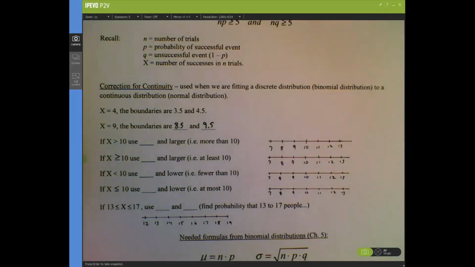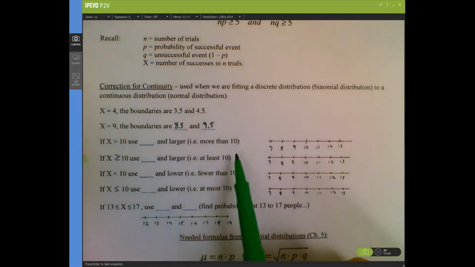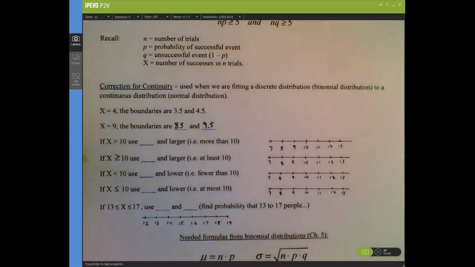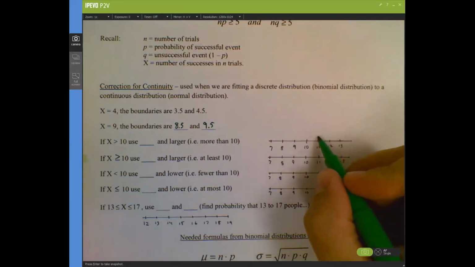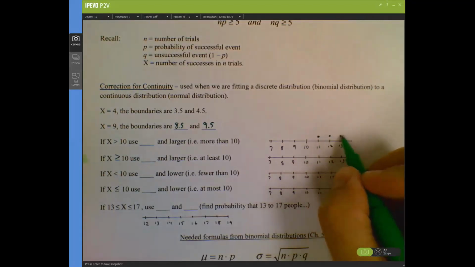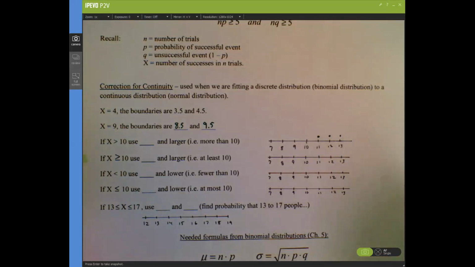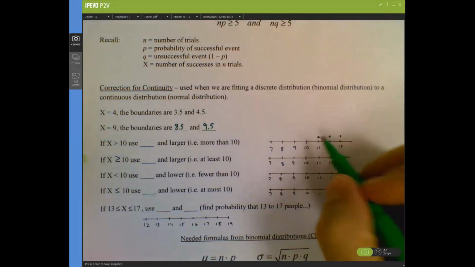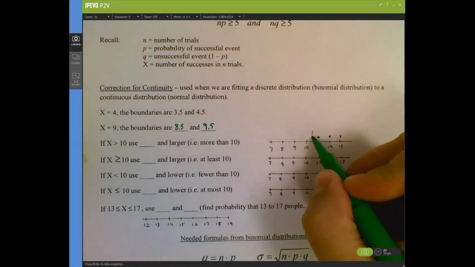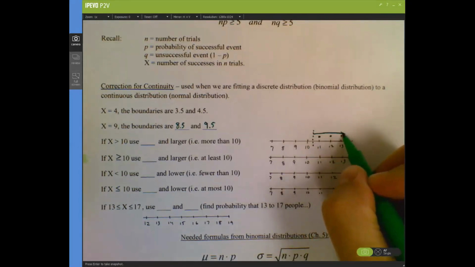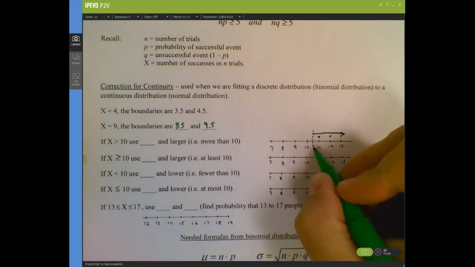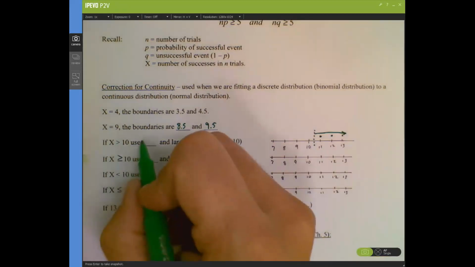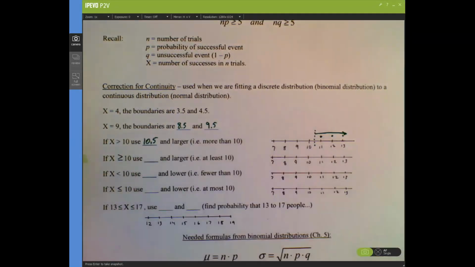All right, for the next one, if x is greater than 10, the way this might be worded in a scenario is more than 10. Probably more than 10 students eat on campus or something like that. So what does that mean? It means 11, 12, 13, etc., going up. So to pick the boundary, we don't want to include the 10. We want above the 10. We want to go that way. So we're going to use 10.5 and above. So the boundary number used here will be 10.5.